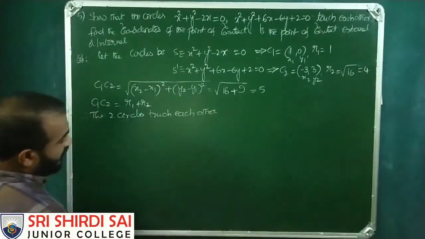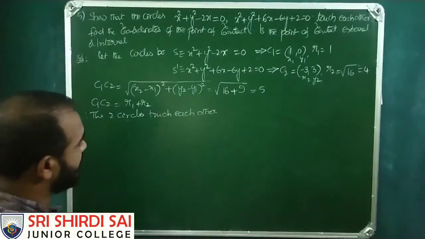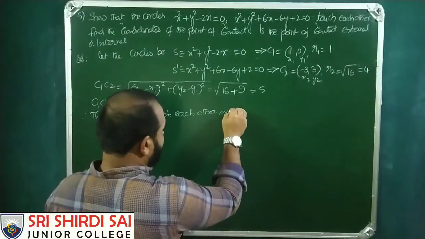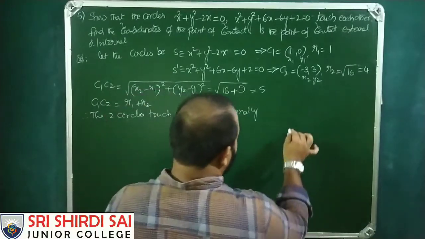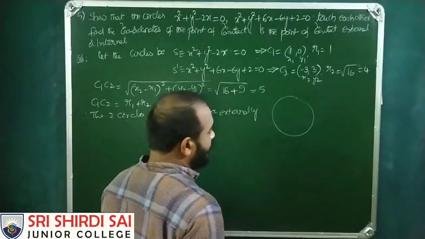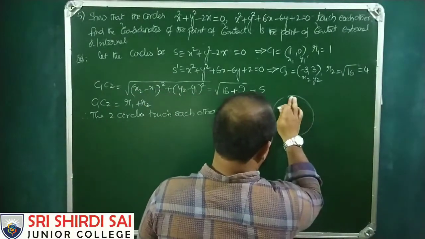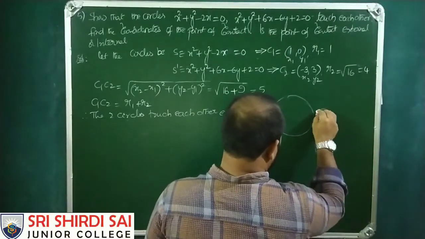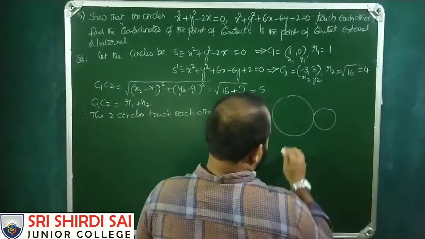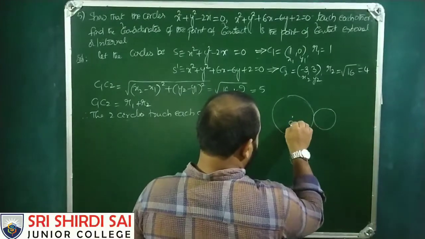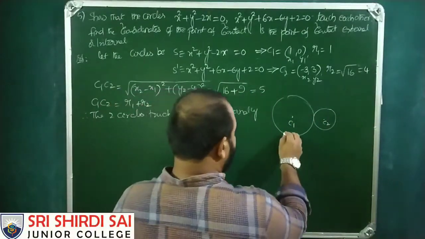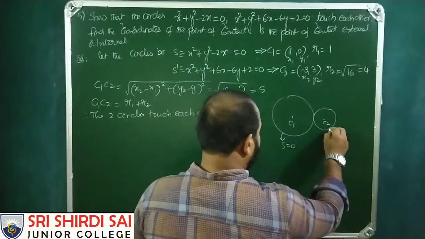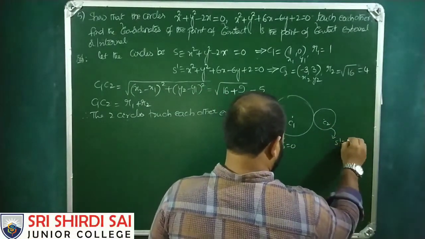Touch each other, okay. How do these two circles touch each other? Externally. So immediately the relative position of the two circles must come to our mind. So this is C1 and this is C2. The relative position of these two circles will be like this. This is S equals to 0. This is S dash equals to 0.